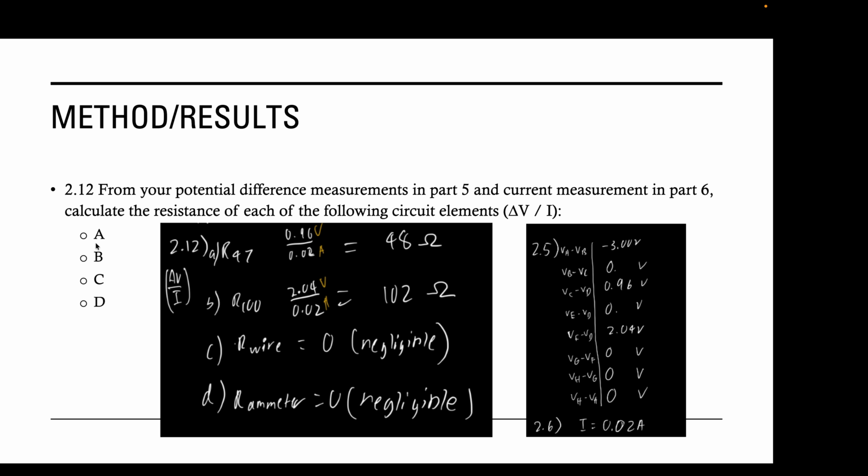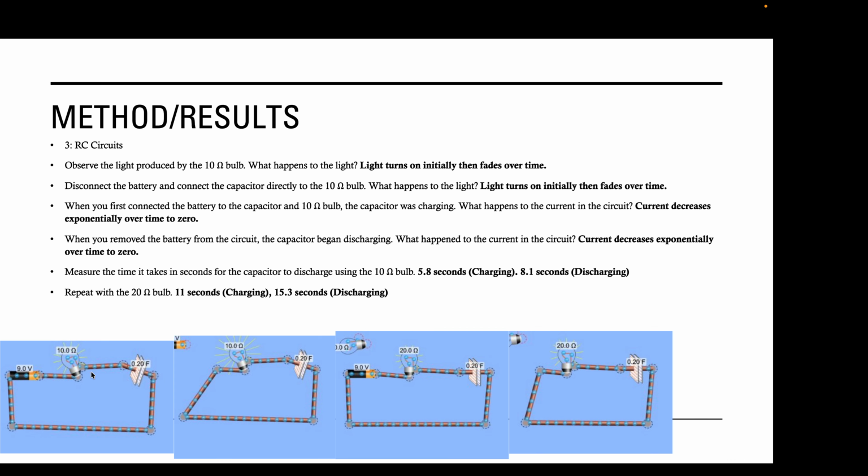For 2.12, from your potential difference measured from parts 5 and 6, and current measurements in part 6, calculate the resistance of each of the following circuit elements, delta V over I. Here for R47, we have 48 ohms, and for R100, we have 102 ohms. For R wire and R ammeter, negligible, so it's just 0.